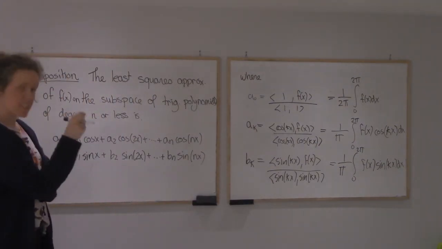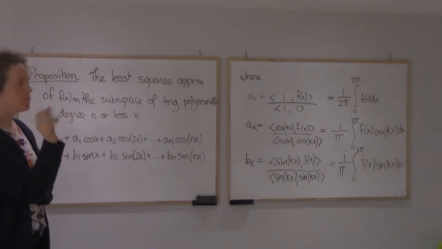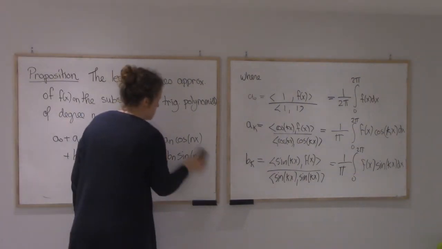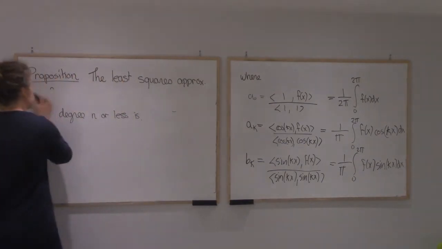What's interesting is this is one specific example of taking a projection, and it gives us something super important called the Fourier coefficient.